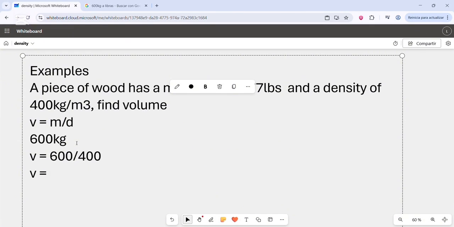This division gives us 1.5 cubic meters. So the volume of the piece of wood is 1.5 cubic meters.